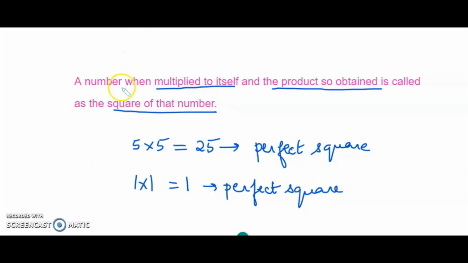So what is the definition of perfect square? A number when multiplied to itself, the product which is obtained is called the square of that number and it is called a perfect square. Hope this much is clear. The definition of perfect square means you are multiplying the number to itself, and the answer that you are getting is called the perfect square.